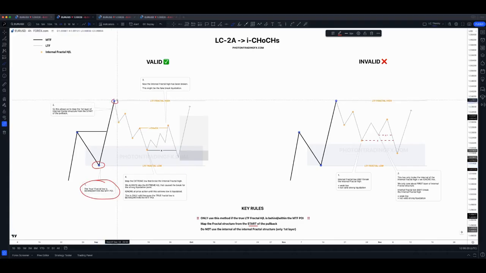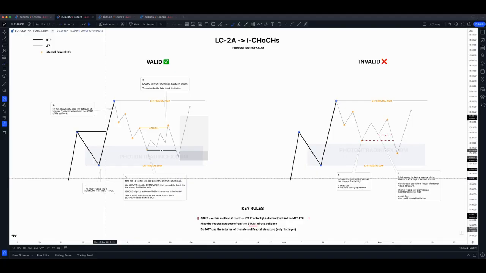So it doesn't allow us to get involved in this position if this happens unless we can look at the internal structure, the first layer. So that's why step 1 is super, super key. We never ever even think about mapping the internal structure unless step 1 has happened. And it doesn't happen that often. It's quite rare that it happens. So this is almost like an exception. This is a rare circumstance.